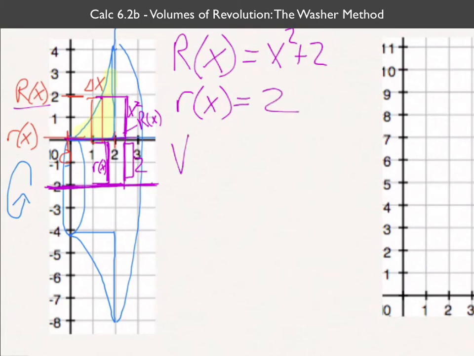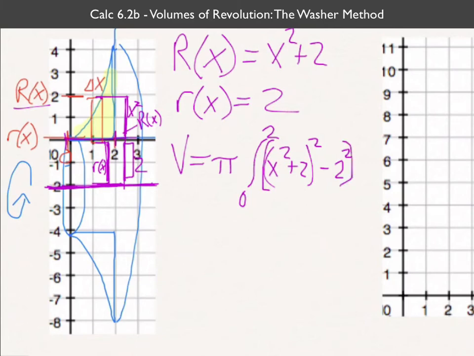So our volume is going to be pi times the definite integral from 0 to 2 of our big radius, so that's going to be (x squared plus 2) squared, minus the little radius, which is just 2 squared, with respect to x. When we approximate this using our calculator, we get 53.617.